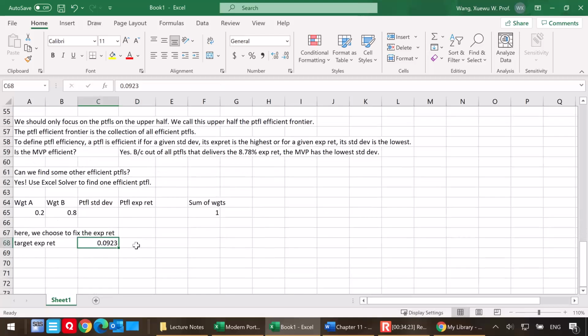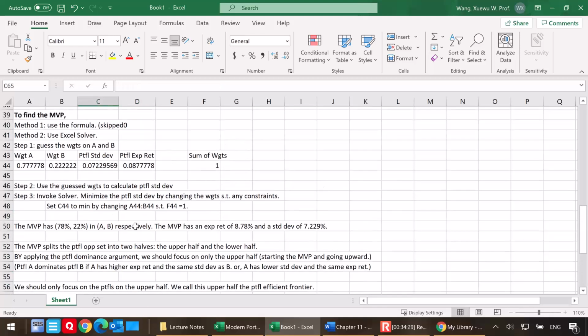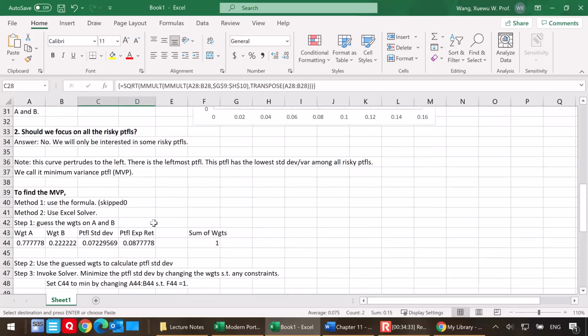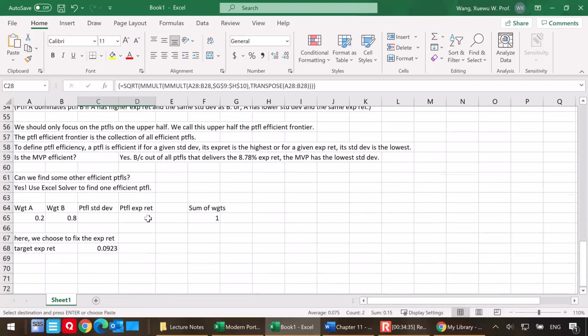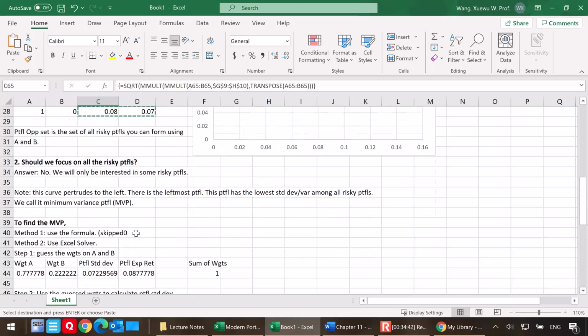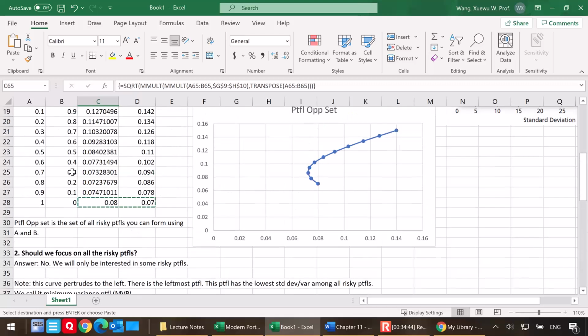Okay, so I'm going to actually look at my portfolio expected return and standard deviation, and I'm too lazy to actually apply the formulas to calculate these two things. So I'm just going to copy down again. All right, so this is 11.47 and 13.4 respectively. All right, and that's actually, yes, it's replicating the one we have just identified in the portfolio opportunity set.